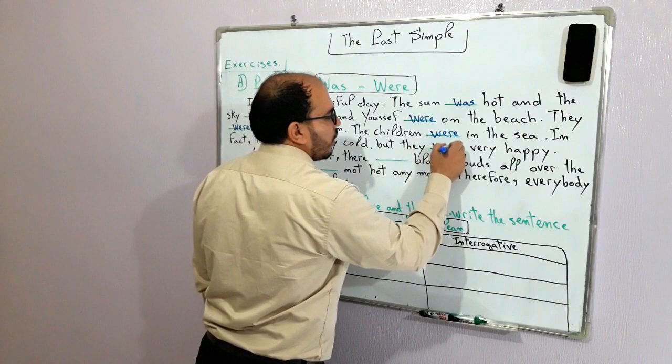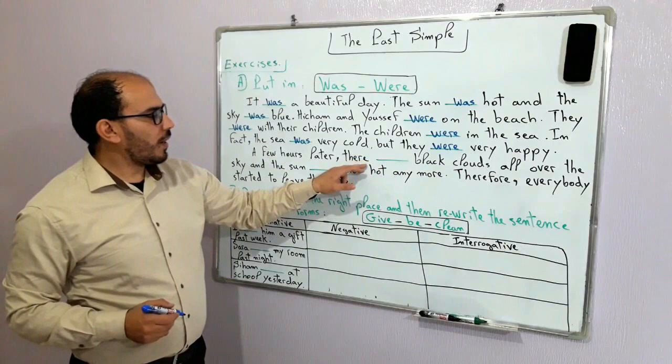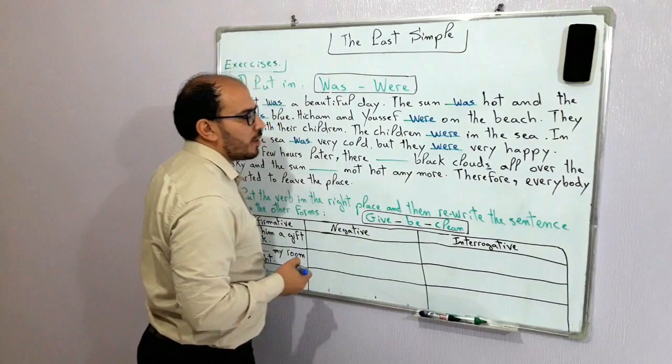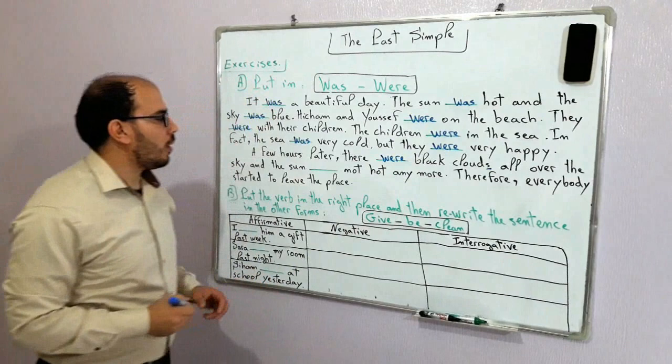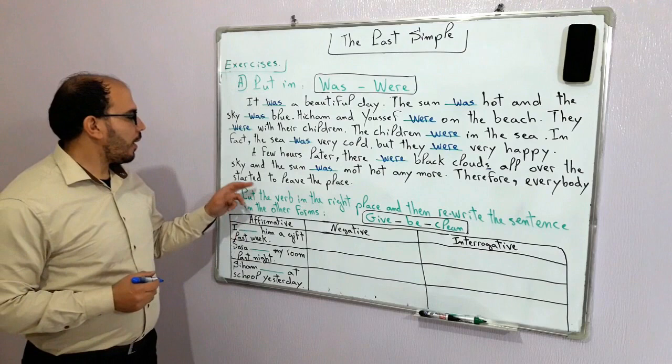A few hours later, the black clouds. When I say the, it can be the was or the were, so I have to check what comes next. I have black clouds, so we have an s, meaning plural. That's why we have to use were. All over the sky and the sun, it was not hot anymore. Therefore, everybody started to leave the place.